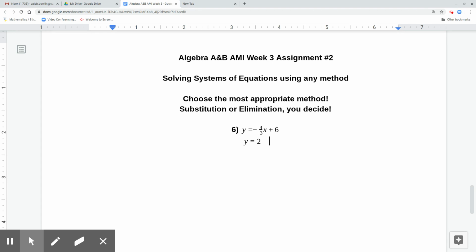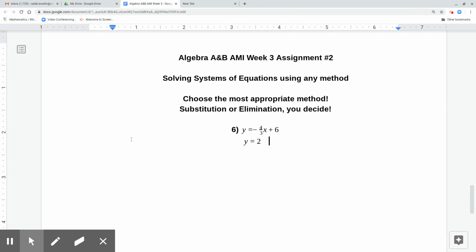It's a lot of systems that are set up in various templates. Some of them are set up for elimination, some for substitution, and it's up to you to decide which method will work the best. I'm going to do a couple of example problems, question number 6 and question number 8, and walk you through how I would do them. The rest are up to you.